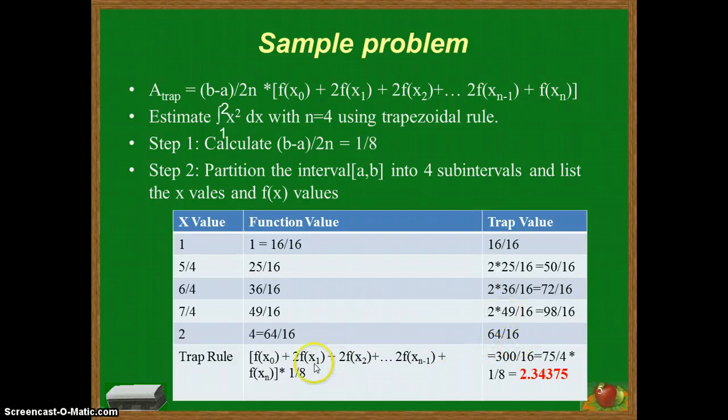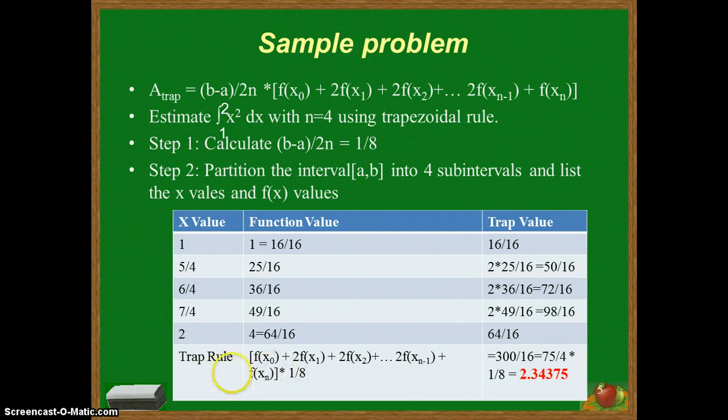Add them all up. Here's the trap rule. Add them all up. I get 300 over 16, which reduces to 75 over 4, and then I have to multiply by (b minus a) over 2n, which is 2 minus 1 over 4.